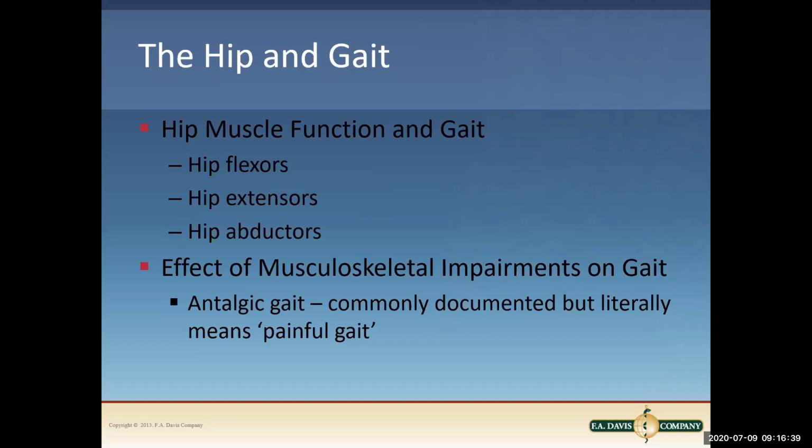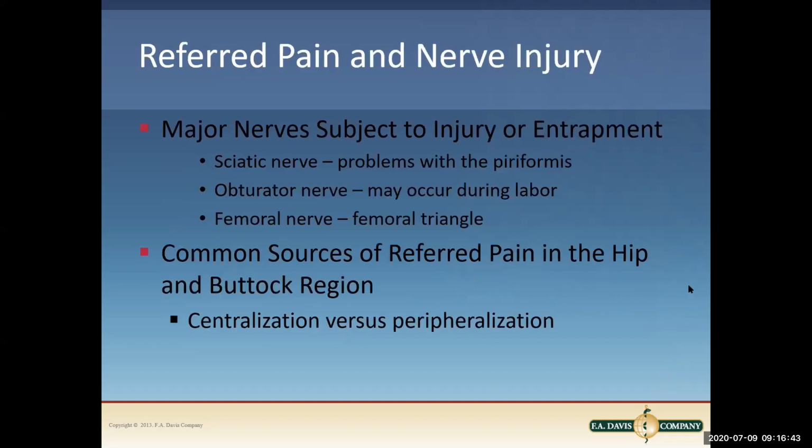Don't just document antalgic gait. So major nerves that are subject to entrapment or injury. We have our sciatic, right? So our sciatic is typically going to be problems with the piriformis, but can also still be problems up here in our hip or our back. So the sciatic nerve is going to cause pain down the posterior aspect of the leg.